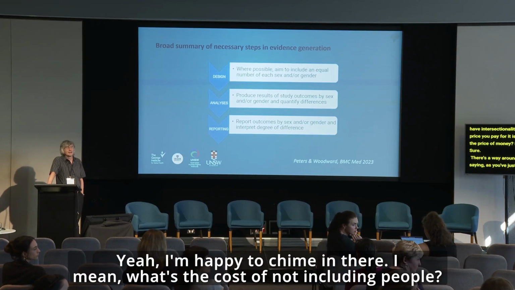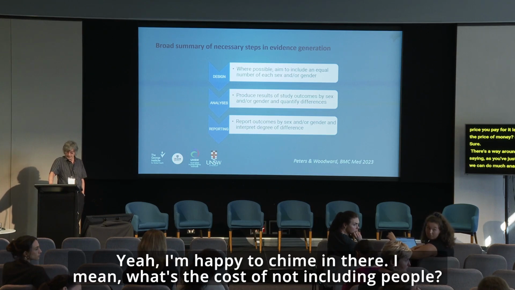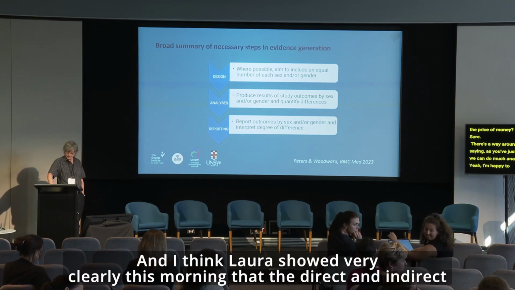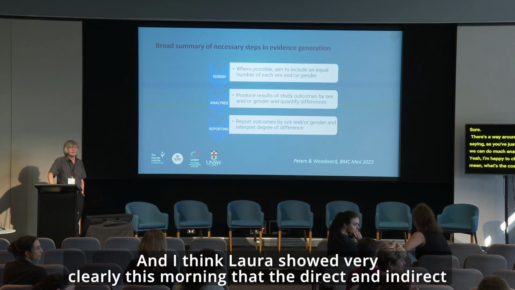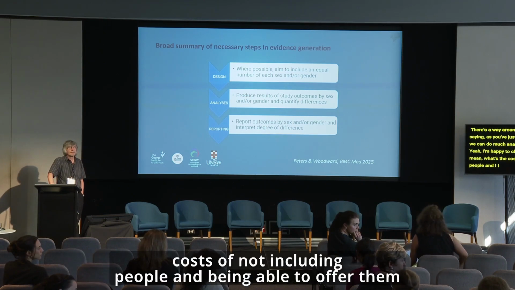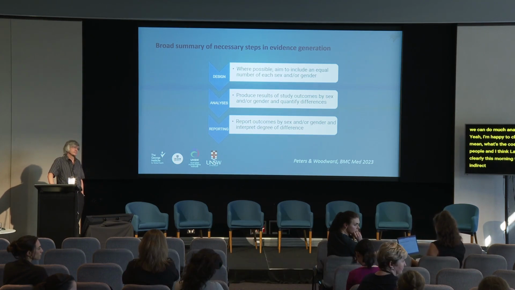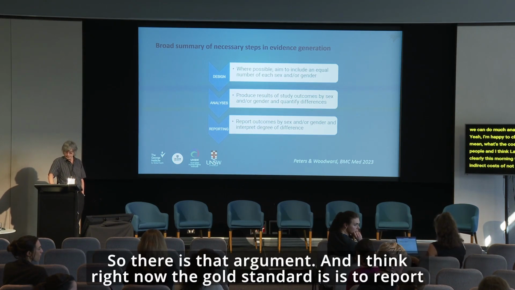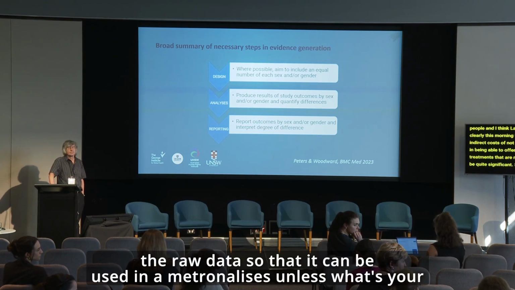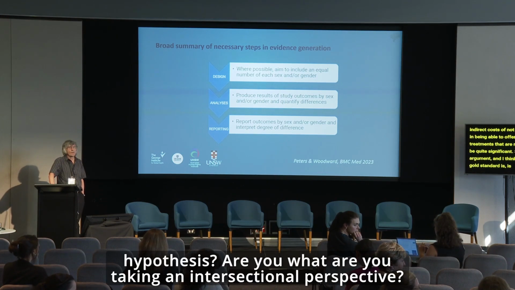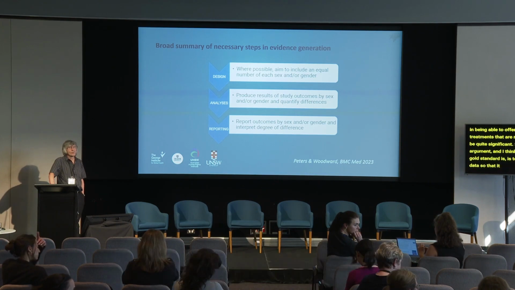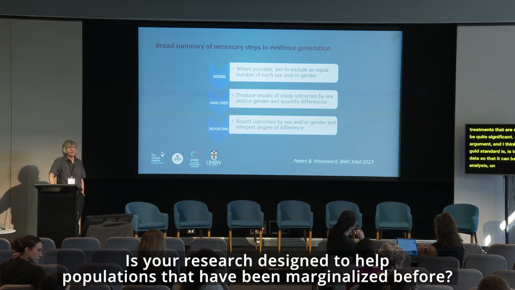What's the cost of not including people? I think Laura showed very clearly this morning that the direct and indirect costs of not including people, and not being able to offer them the treatments that are right for them, can be quite significant. So there is that argument, and I think right now the gold standard is to report the raw data so that it can be used in a meta-analysis. Unless, what's your hypothesis? Are you taking an intersectional perspective? Is your research designed to help populations that have been marginalized before?